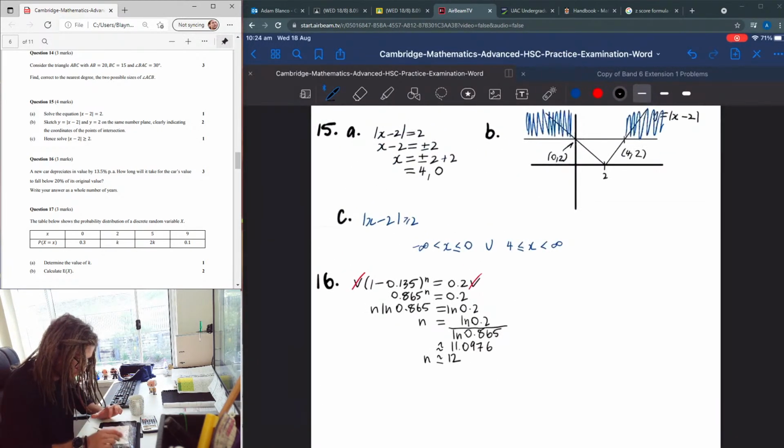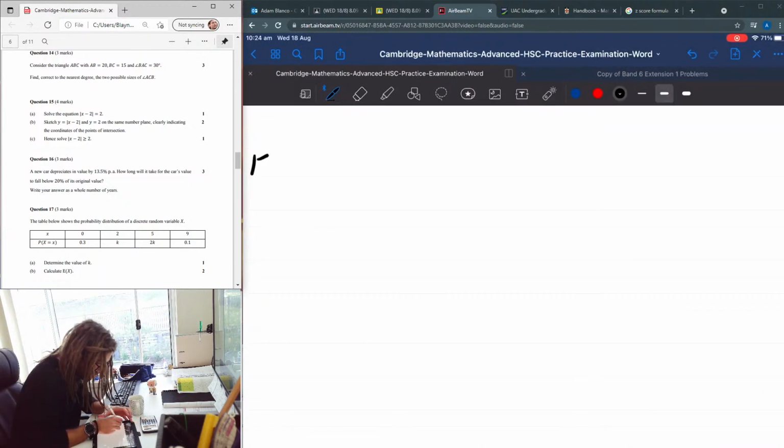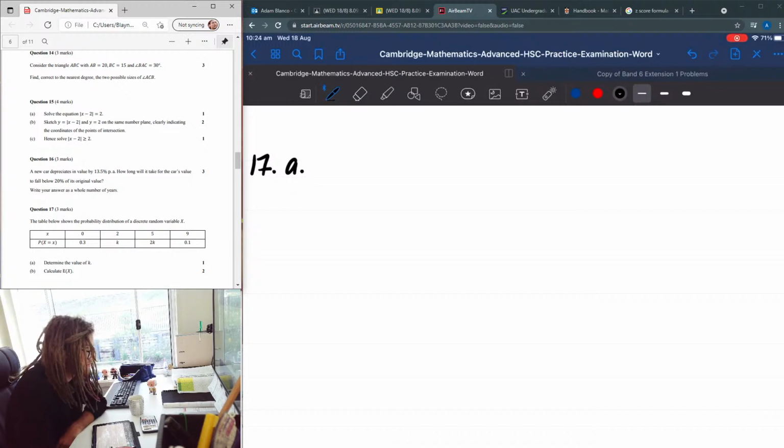17. New page, eh? Okay, last question. Determine the value of k. Oh, I like these questions. Okay, so these just have to add up to 1, the bottom ones. I believe that's as far as we go.